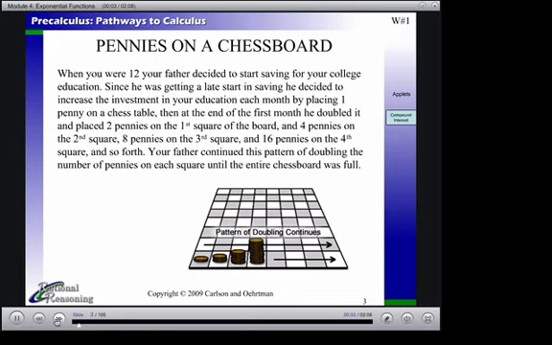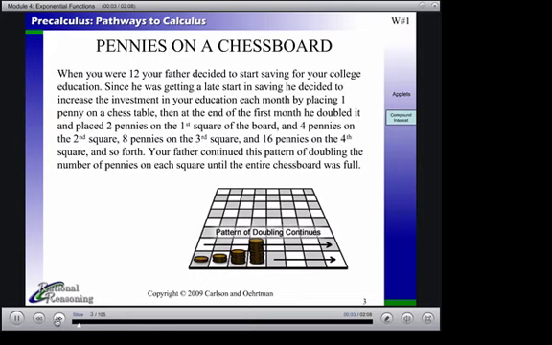So we're pressing on to Module 4. So here's the situation. We'll talk through the situation, and then you're going to have some time to work through this worksheet. We're going to do most of worksheet 1 today in class. So it says, when you were 12, your father decided to start saving for your college education.